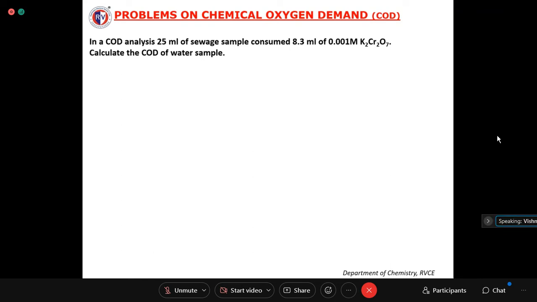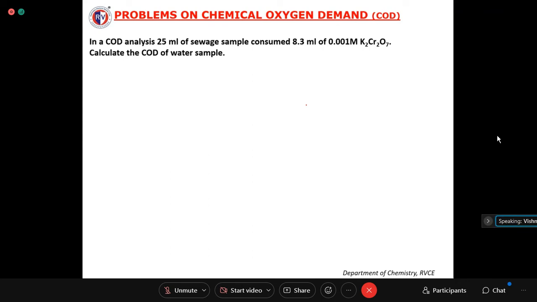We have solved many problems on COD. Generally, if I say COD, immediately it should strike your mind: there will be a blank titration, there will be a back titration, and ferroin indicator will be used. That's why I should give the blank titer value and back titer value. But in this problem, I have not given the blank titer value or the back titer value. Directly I have given something: 25 ml of sewage, which is in the conical flask, and it consumed 8.3 ml of 0.001 molar K2Cr2O7.